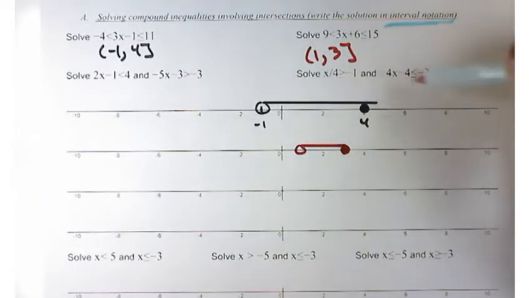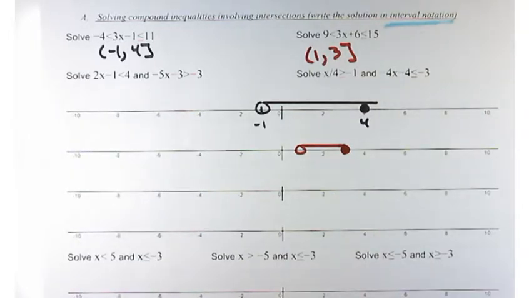Anything on that one? All right. See, it's warming up on you. That's good.